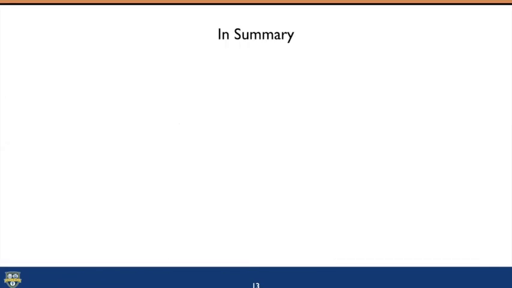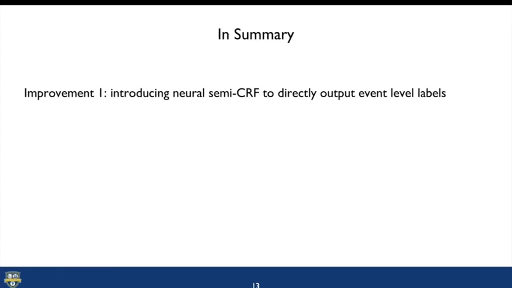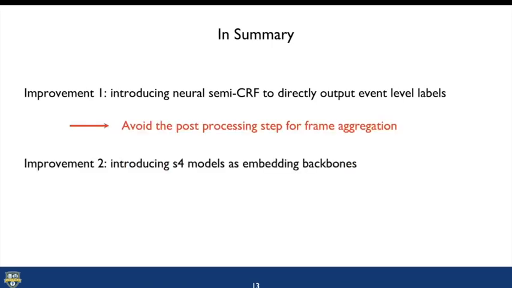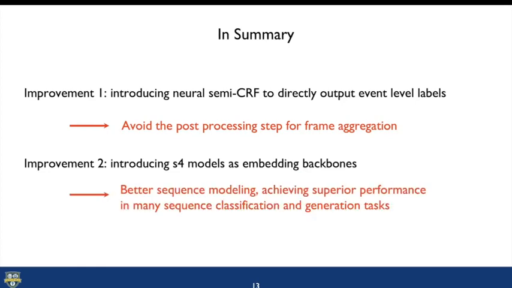lower dimension. To summarize, in our method, we first introduce a neural semi-CRF layer to directly output the event level labels, and it avoids the post-processing step for aggregation of the frames. And secondly, we introduce the S4 models as our frame-wise embedding backbones. And this S4 backbone can do better sequence modeling. It is shown that it achieves superior performance in many sequence classification and also generation tasks. And also, because of the Legendre series compression, the parameters in the actual model are very lightweight.